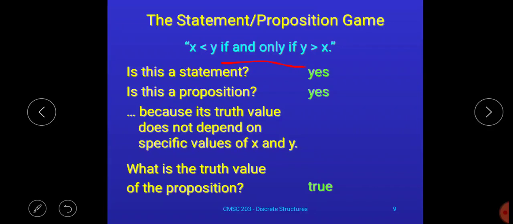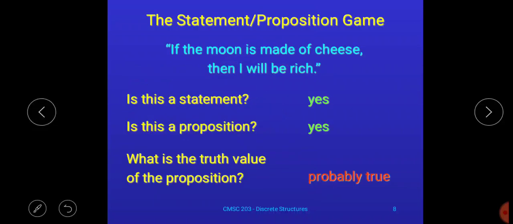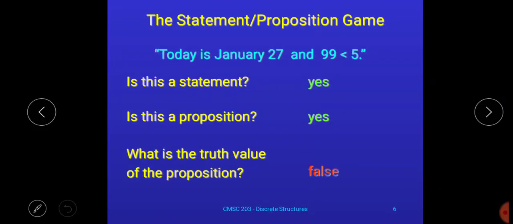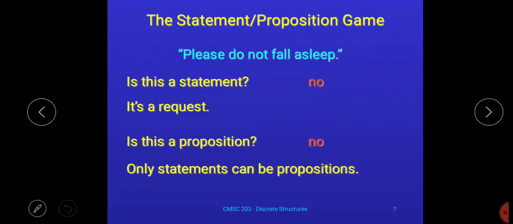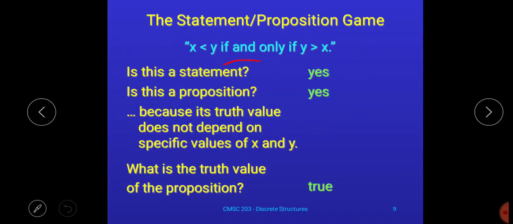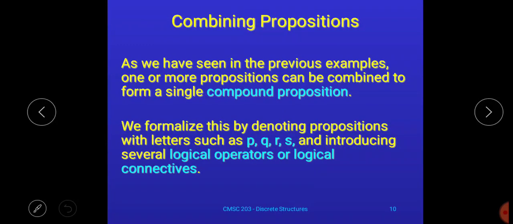Using this logical connective we connect x less than y and y greater than x together. In another example we discussed that today is January 27 is one proposition and 99 is less than 5 is another proposition, and they are connected together using AND. So we discussed examples of and, and if and only if logical connectives. What is use of logical connectives? They are used to connect two propositions together. The examples we have discussed up to now are, first one is and, and second one is if and only if.